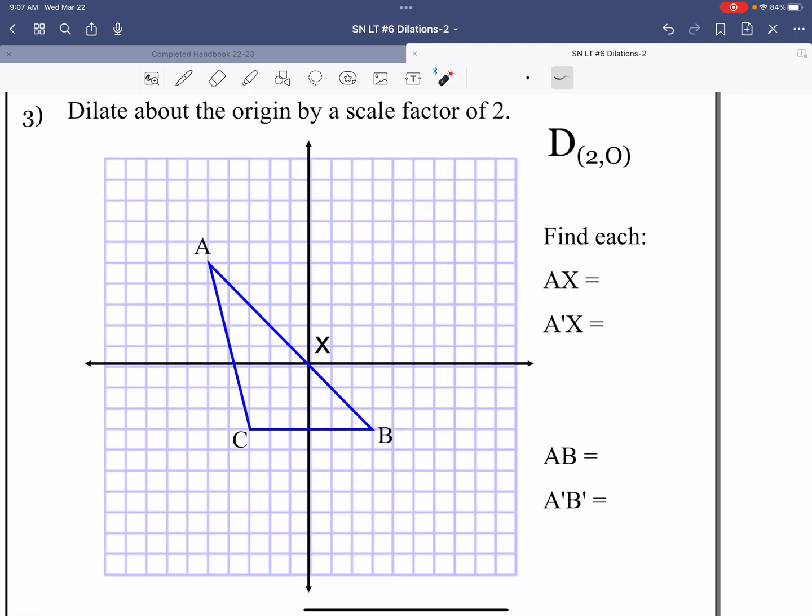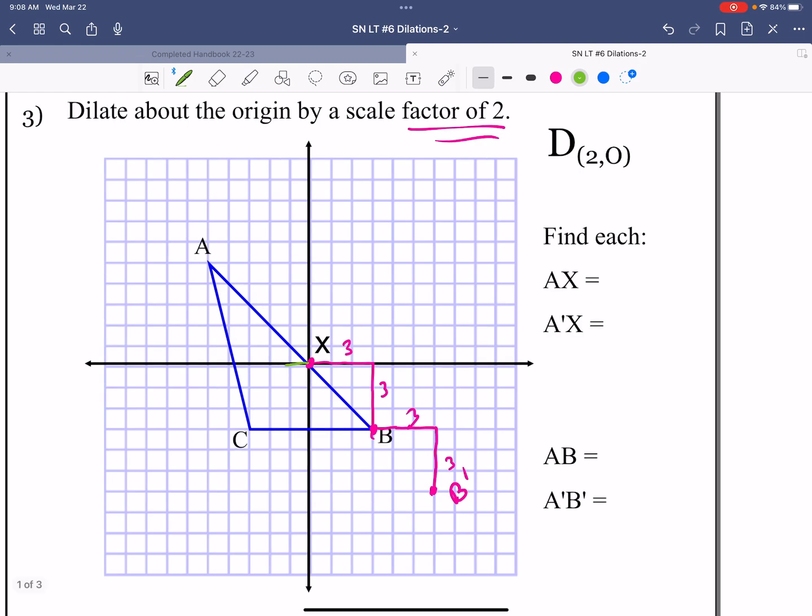Let's look here. Let's dilate about the origin by scale factor of 2. So we're going to take our point of dilation from X. It's acting like a sun, so we're going to do our sun rays. From X, and it doesn't matter how you travel. We're not trying to do slope. We're not trying to find lengths right now. But if I go from X to the right 1, 2, 3, down 3. Got to do it again. 1, 2, 3, 1, 2, 3. Scale factor is 2, so I'm going twice the distance, which puts B prime out here.